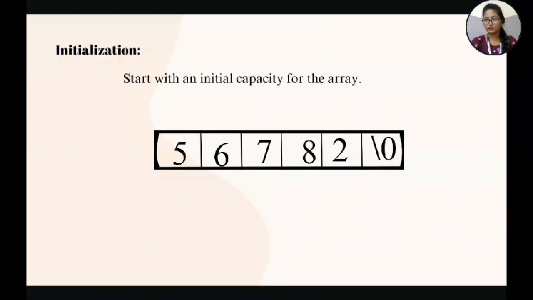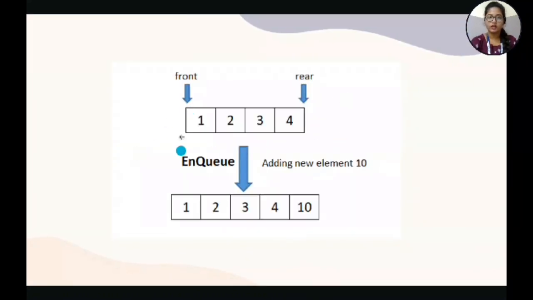Here the representation of the initial queue is given. Here the front is pointing to 1 and rear is pointing to 4. And after adding the element 10 to the queue, that is the enqueue operation, the queue is 1, 2, 3, 4, and 10. And now the front will be pointing towards 1 and the rear will point towards 10.